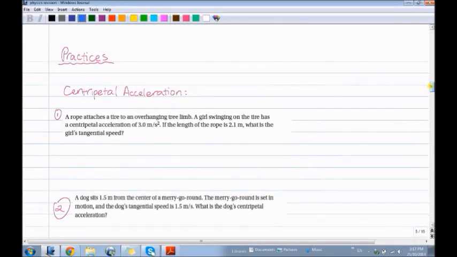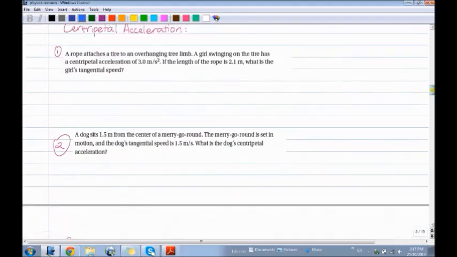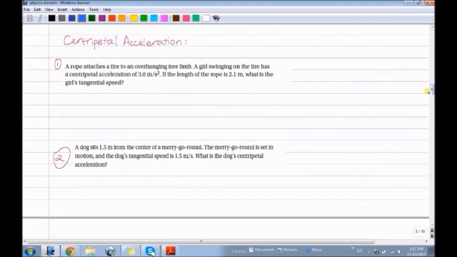Now let's do some practices for centripetal acceleration. A rope attaches a tire to an overhanging tree limb. A girl swinging on the tire has a centripetal acceleration of 3.0 meters per second squared. If the length of the rope is 2.1 meters, what is the girl's tangential speed? Now, let's take out the givens. We have the centripetal acceleration, the AC, which is 3.0 meters per second squared, and we have the radius, which is 2.1 meters. Now, what is the Vt?